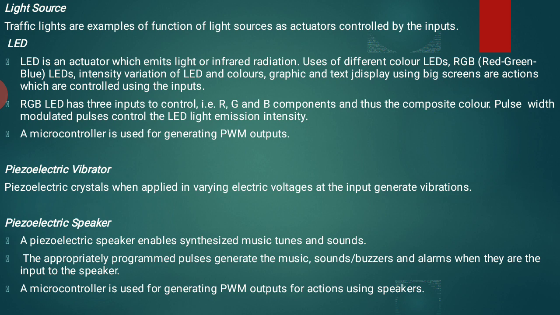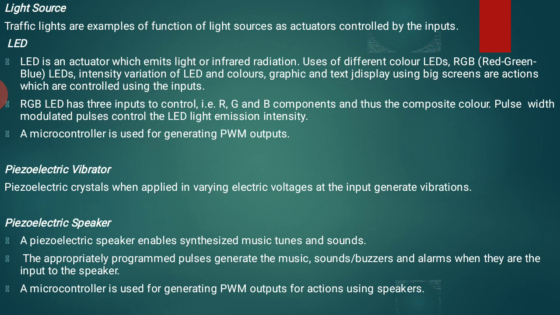An RGB LED has 3 inputs to control. If you are using RGB LEDs, it has 3 input controls, that is the red, green and blue components, and thus the composite colors. Based on this RGB we can create a huge number of colors, that is, the composite colors.